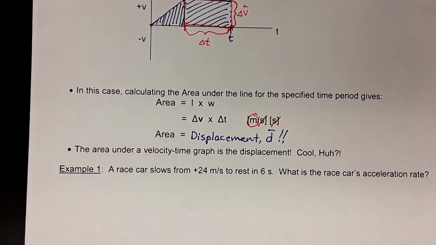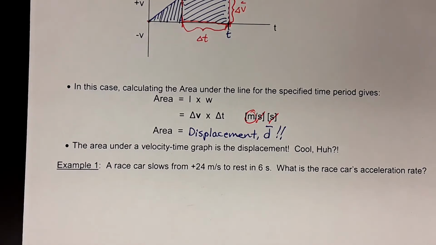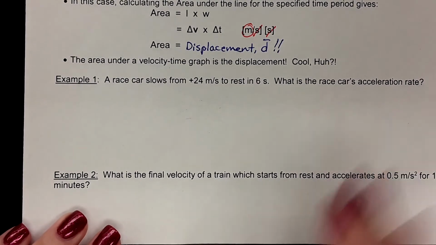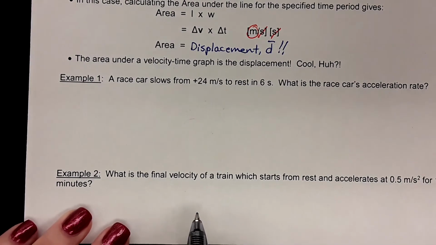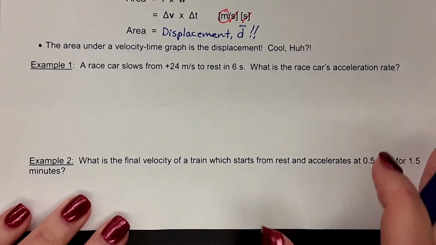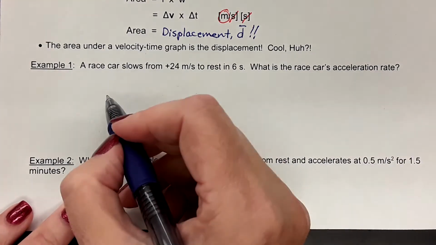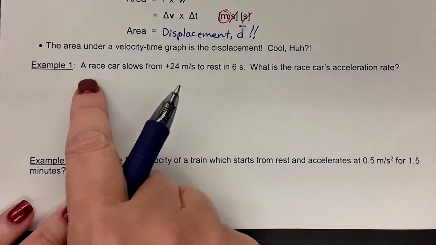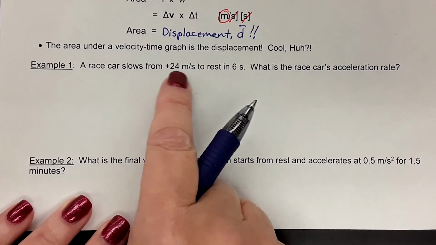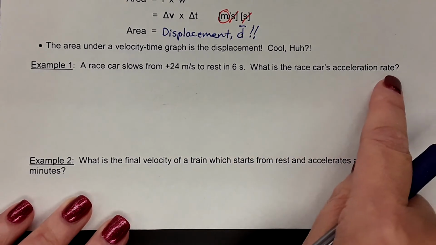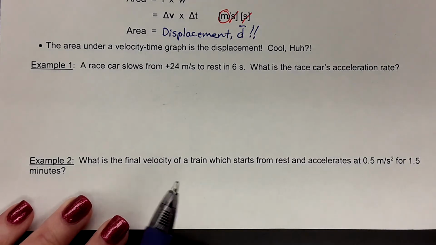All right? Okay. Lastly, let's take a look at a couple of examples using the formula for acceleration. We need to make sure we understand how to use it. So we're going to look at two really quick examples, all right? And I'm going to go through a very helpful process for solving problems with this, okay? First, we read the problem and determine what's the object of focus. So here it says a race car slows from 24 meters per second in the positive direction to rest in 6 seconds. What's the race car's acceleration rate? Our focus object is a race car.